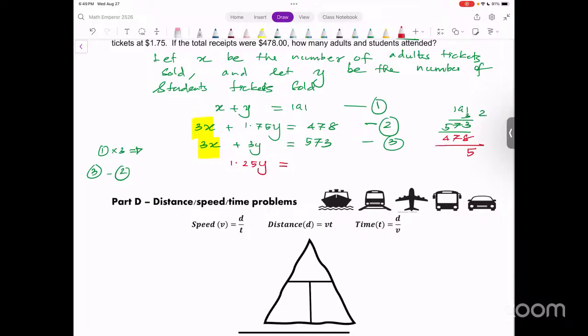13 take away 5 is... I already borrowed 1, so 16 take away 9 is 7, so that is going to be 95. So y is equal to 95 divided by 1.25. I don't know what that number is going to look like, but let's use my calculator to do 95 divided by 1.25. So that's giving me 76. Well, I can use equation number 1, y is equal to 76, to find my x.